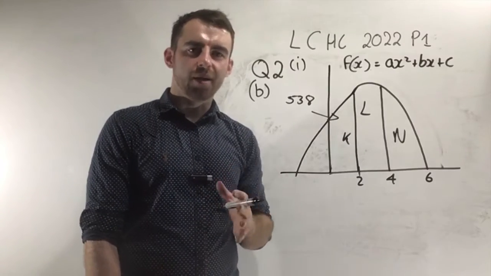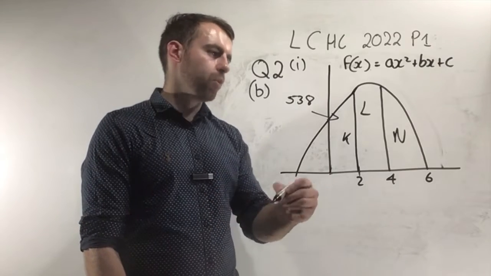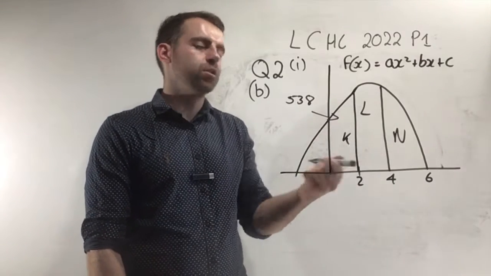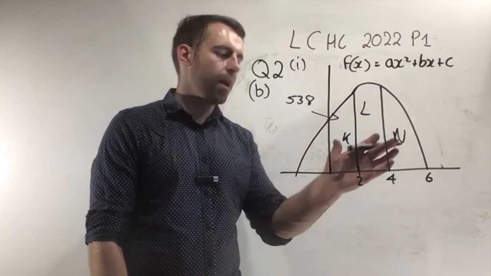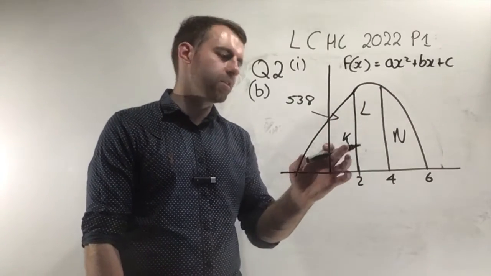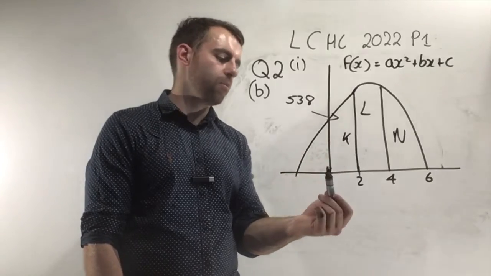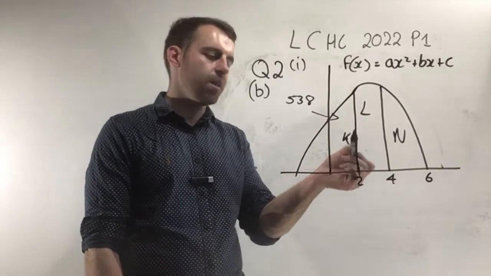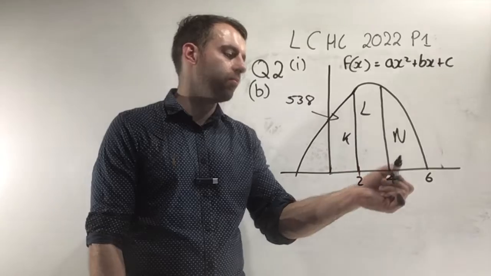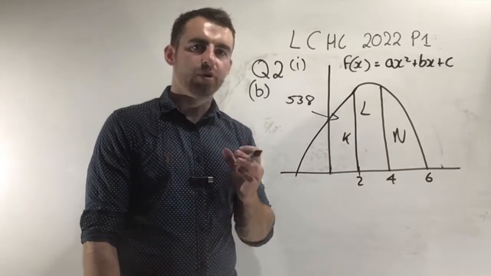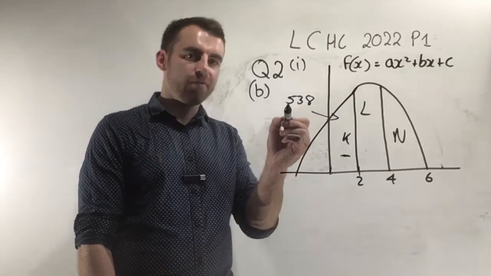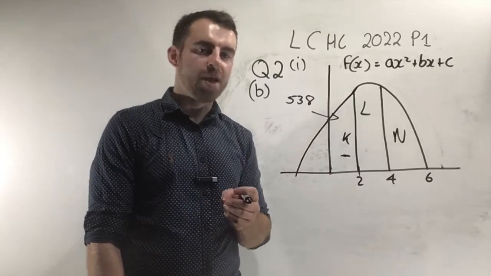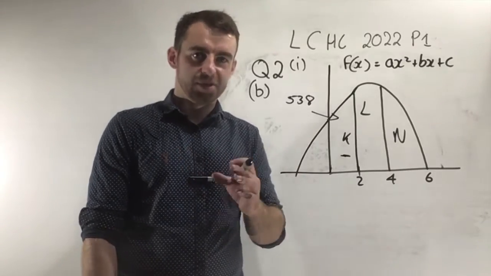Okay, now part b (i) is a little bit more challenging. We're given a quadratic curve here. We're told that it can be written in the form ax squared plus bx plus c. And to the right of the y-axis, it's divided into 3 regions. From x equals 0 to x equals 2 is k, from 2 to 4 is L, and from 4 to 6 is N. We're told the area of the region marked k is 538 units. And we're asked to write this in a specific form.